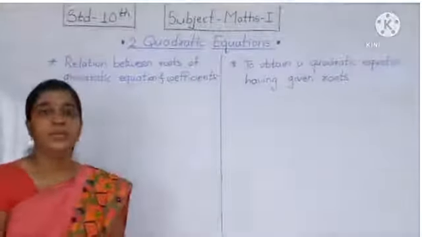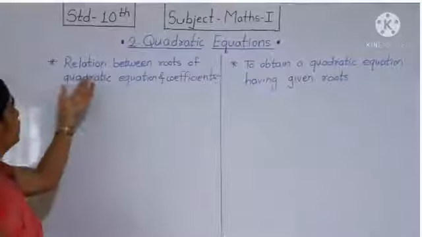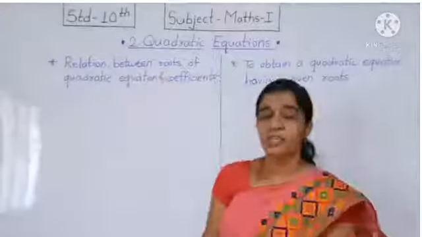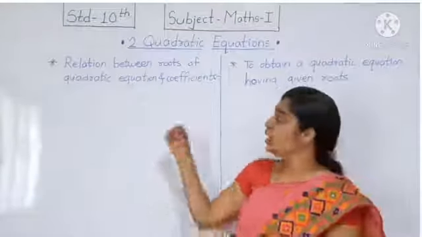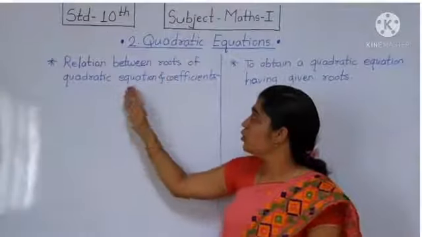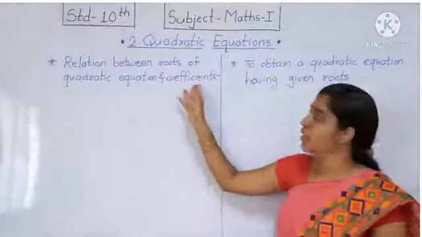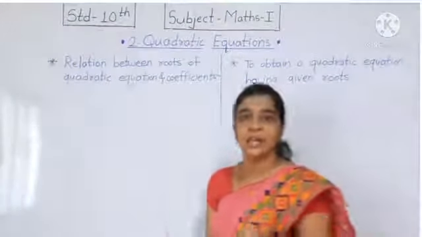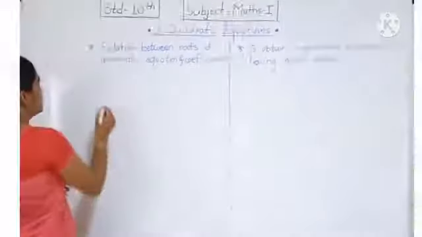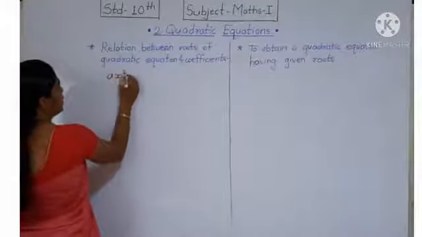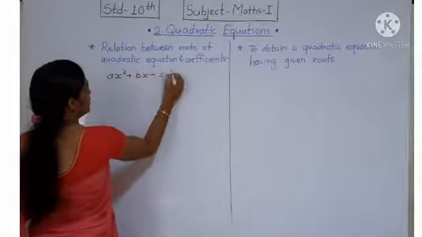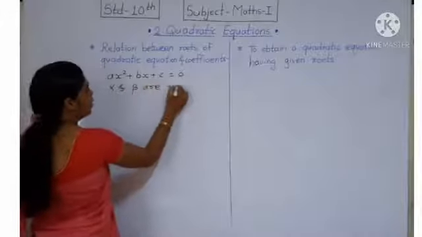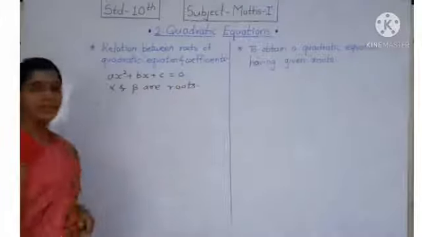Now we see the next point: the relation between roots of a quadratic equation and coefficients. We had seen nature of roots. Now we see the relation between roots of a quadratic equation and its coefficients. Means roots of a quadratic equation, suppose they are alpha and beta, and coefficients are a, b, c. Suppose this is a quadratic equation ax square plus bx plus c is equal to 0, and alpha and beta are roots of this quadratic equation.